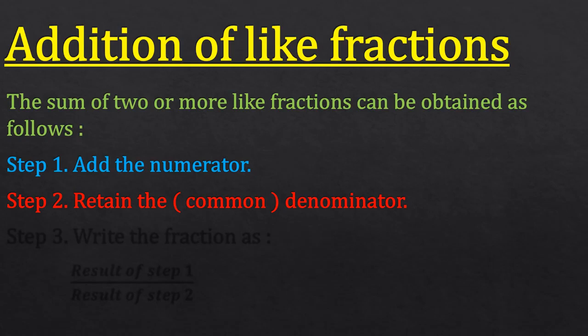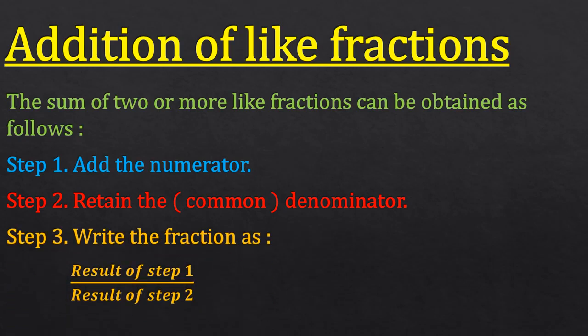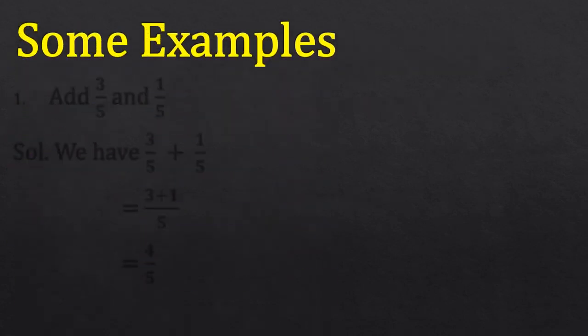Step 3 is write the fraction as result of step 1, means addition of the numerators, and result of step 2, that is the common denominator. So, sum of the numerators upon denominator. In this way we will do the addition of like fractions. Now it will be more clear to you with the help of some examples.